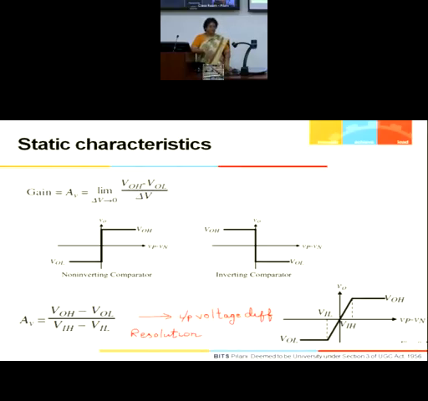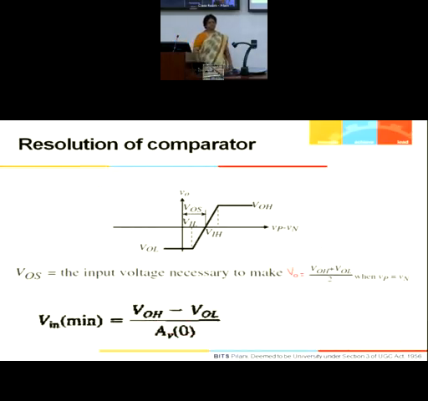Now this minutest possible difference that can be detected by the comparator is known as the input resolution. That's the minimum difference in the two input terminals that can be resolved by the comparator. This is called the input resolution. So input resolution is a very important parameter in the design of a comparator. And that sets the gain of the comparator.